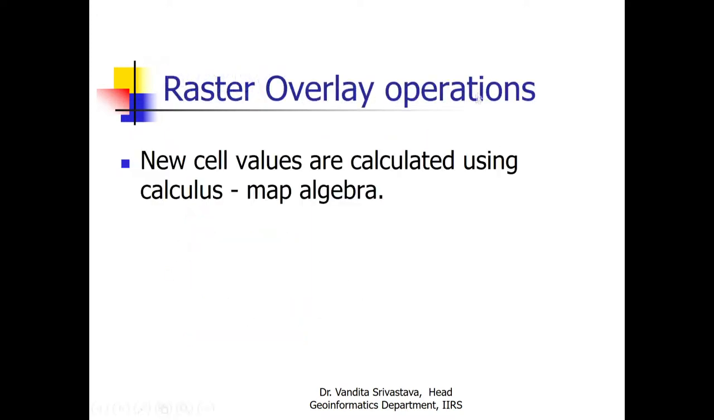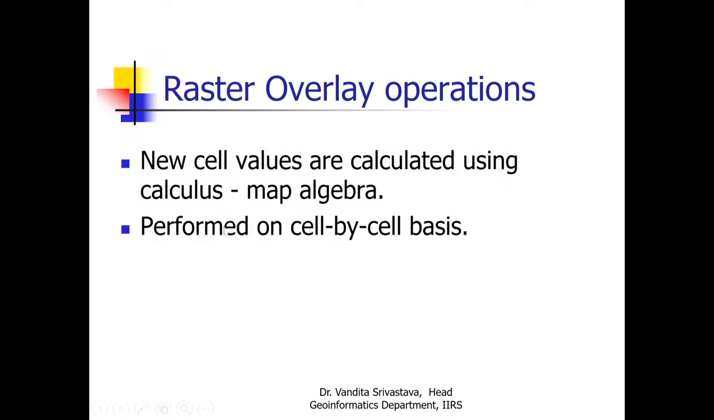So in case of raster overlay, the new cell values are calculated using the calculus. Basically you can find out in a software using the raster calculator or the map algebra kind of operations you can look for. There are various kinds of raster functions: local, focal, zonal and global. The local functions are performed on a cell by cell basis.